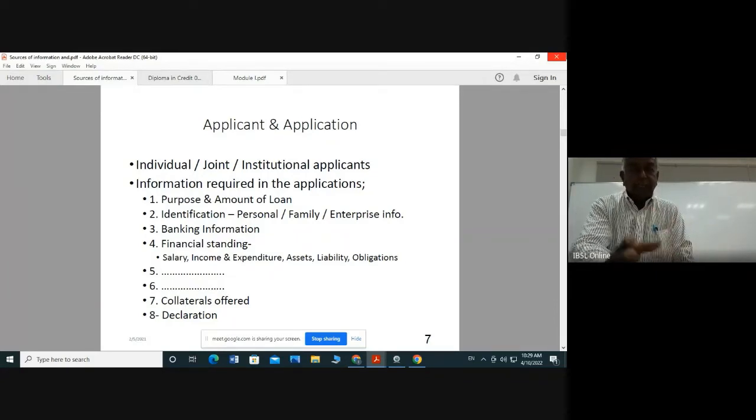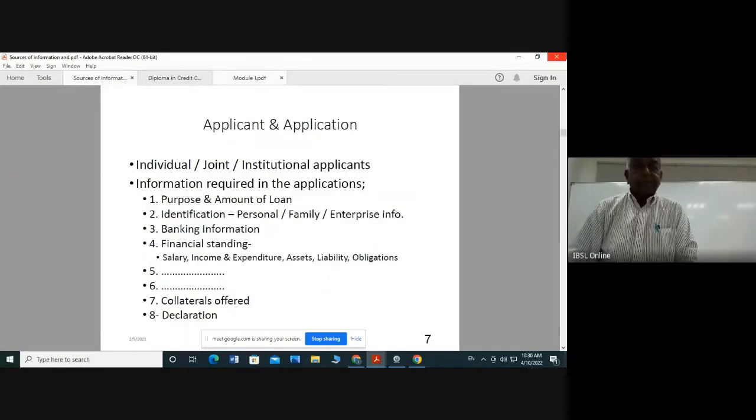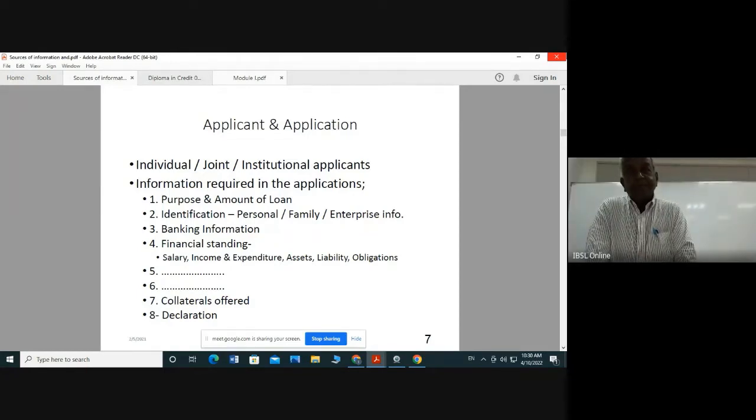This is individual, joint, and institutional applicants. In the case of institutional applicants, companies, if the application is from a company or institution, what is the information? Form 1, Form 2. Director's information. So many. Director's name, address, age, their present position, and the shares: what are the authorized shares, what are the paid up shares, what are the issued shares. So much information.